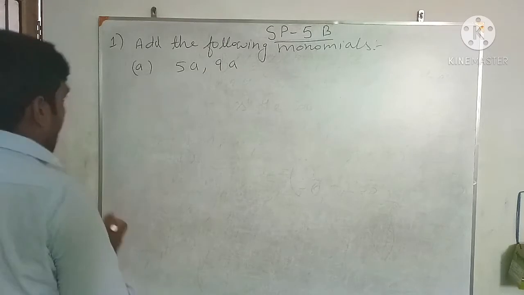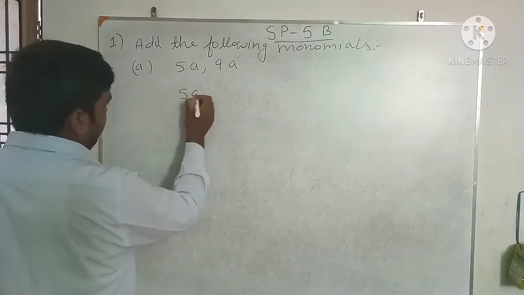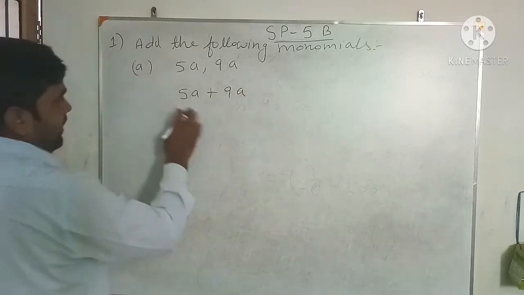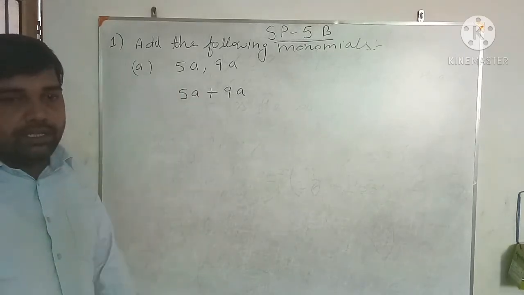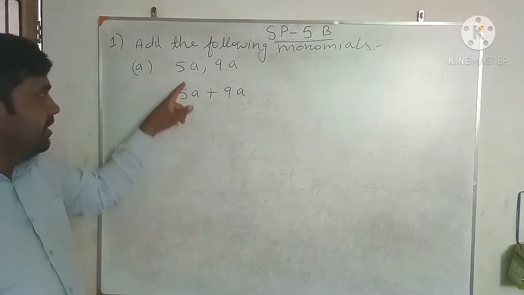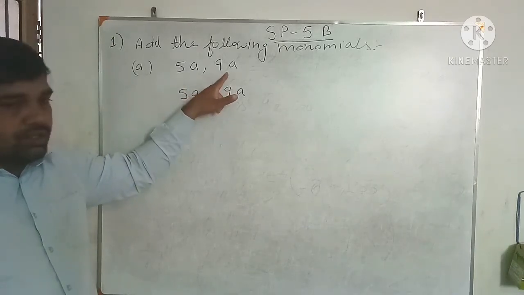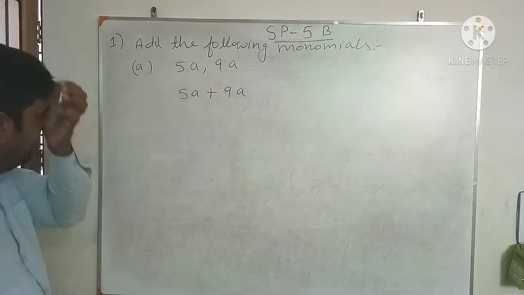Means how we do that? So we have to add this 5A. How do we write 5A plus 9A? This is the question. So we have to add these two monomials. There are two monomials. Monomial means a polynomial having one term. 5A is a polynomial which has one term. 9A is also a polynomial having one term. So it is also a monomial.